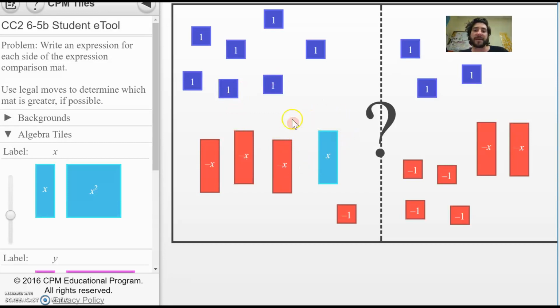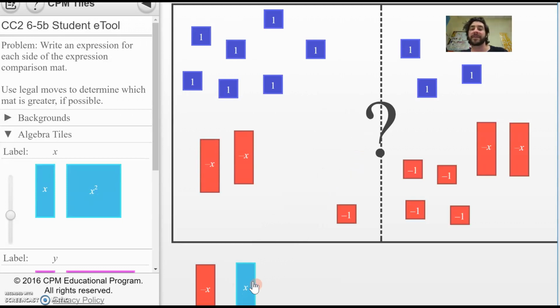And what I can do is take my 0 pairs. I can get rid of this negative x if I have the positive x join it. So that's a 0 pair. Negative x and positive x make 0. And I could take this positive 1 and the negative 1, make that a 0 pair, and bring those away. I can't remove these, though, because they aren't equal. Positive 1 is not the same as a negative x. So that has to stay.